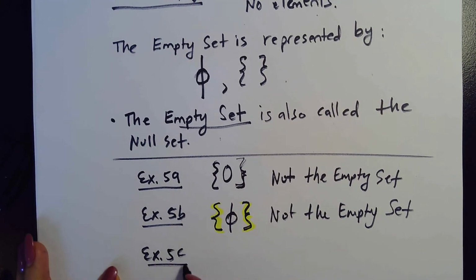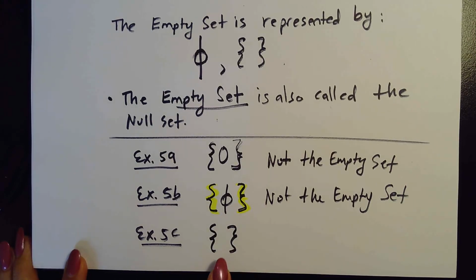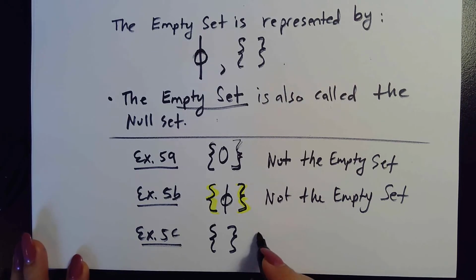Okay, now 5C. 5C is pretty obvious because I gave you the notation for the empty set. So this is indeed the empty set because it doesn't have anything. It's just a set without anything. So this is the empty set.